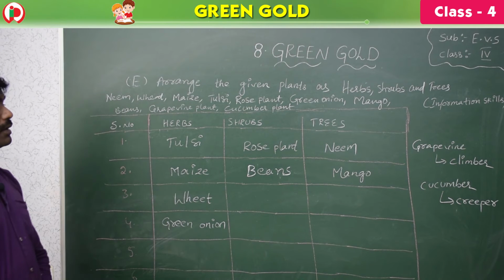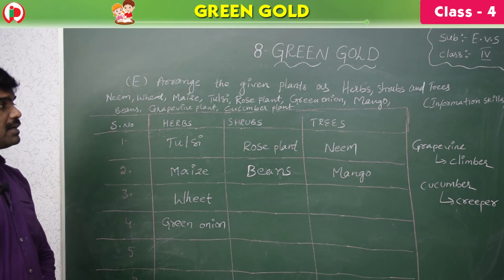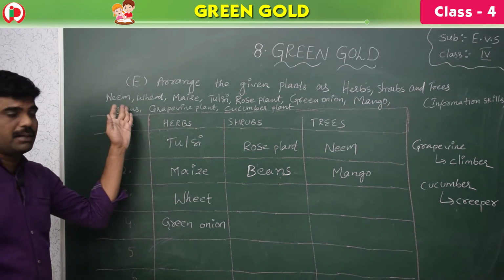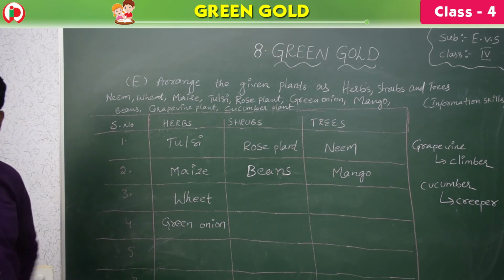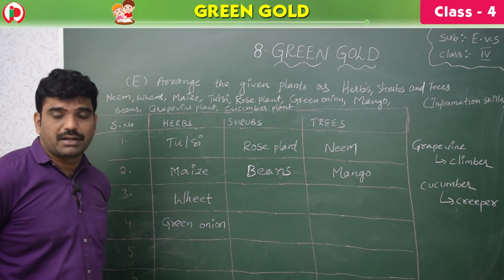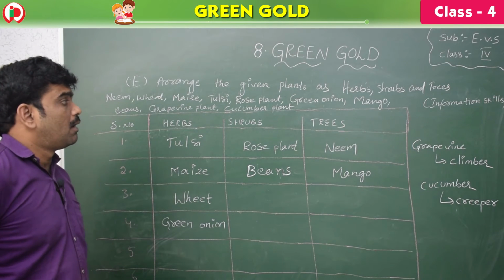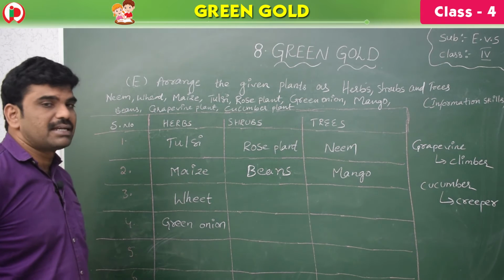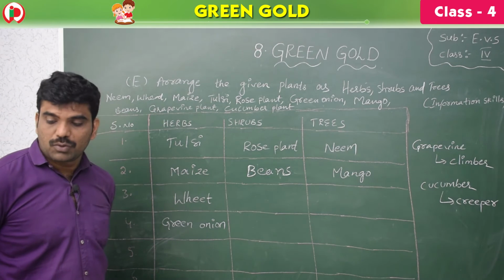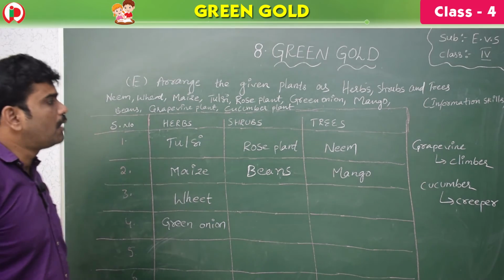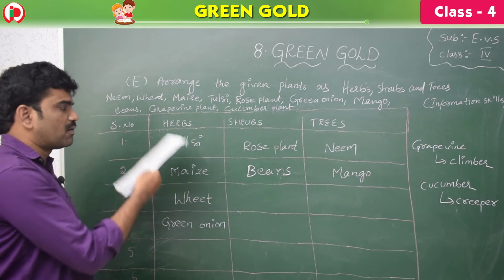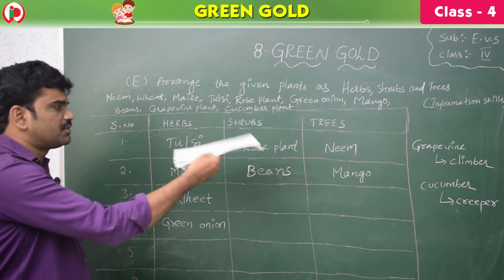Children, now it is also information skills. Arrange the given plants as herbs, shrubs and trees. The plants are there: neem, wheat, maize, tulsi, rose plant, green onion, next one is mango, beans, grapevine, cucumber. Now you have to arrange the above plants. Okay, now you have to classify according to herbs, shrubs, trees.